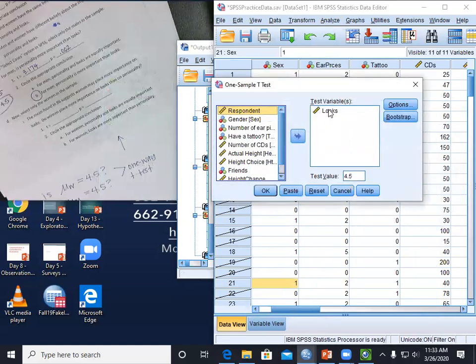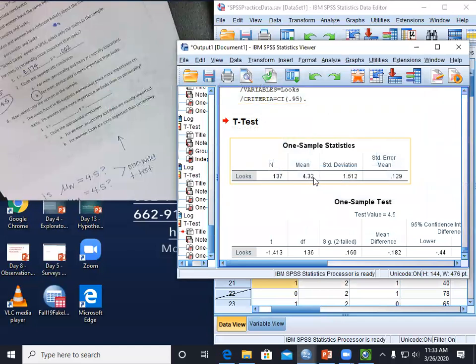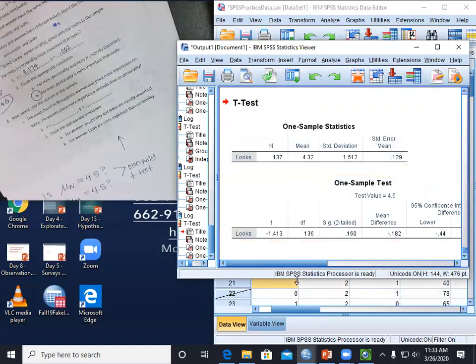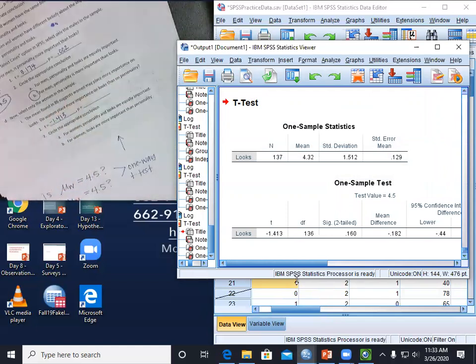We're doing the same test. Is the mean of this variable equal to 4.5? Now it's going to be done just for the women. We press OK. Here we see that 4.32 mean for the women. Is that significantly different from 4.5? We look at our t-statistic, which is negative 1.413. It's negative because 4.32 is a number smaller than 4.5.